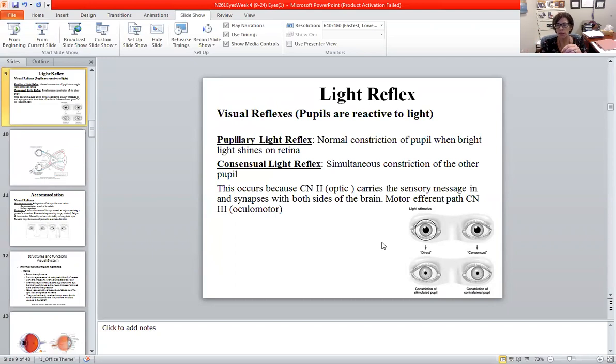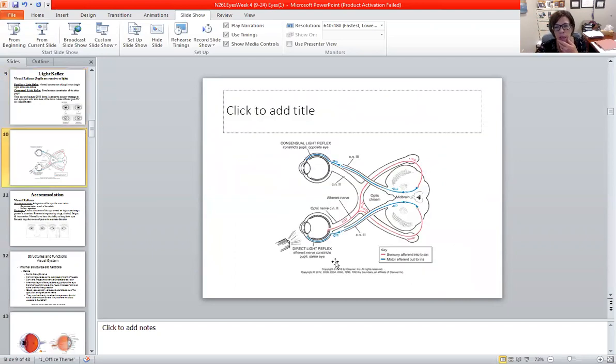So I'm going to explain this again on another slide, but kind of think of it like when you go to the doctor and they do the knee-jerk reflex. Like they take a reflex hammer and they hit your knee, and that sends a signal up through your brain that causes your knee to kick out. So the motor part is your knee kicking out. So that's what's happening with this light reflex.